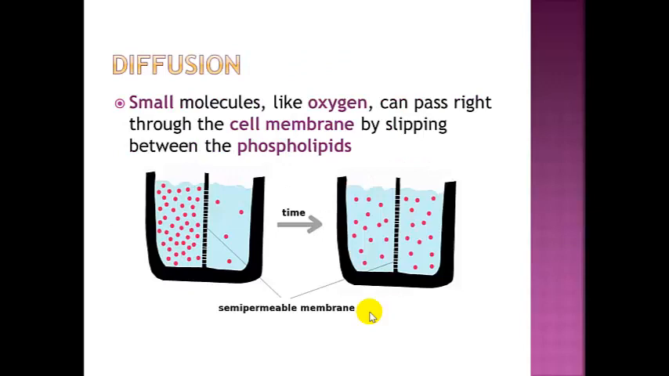One of the first types of passive transport we're going to talk about is diffusion. Diffusion is when small molecules like oxygen can pass right through the cell membrane by slipping between the phospholipids. So in the example down here, you have a high concentration of molecules that are able to slip right through the phospholipid bilayer into the other side, and they will continue to do this until they form equilibrium, or a stable balance between them. So there are the same amount over here and pretty much the same amount over here. Okay, that means it reached equilibrium.